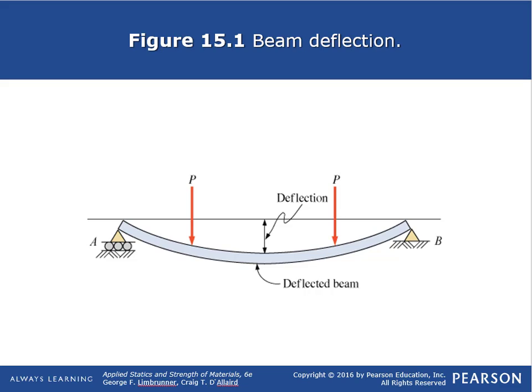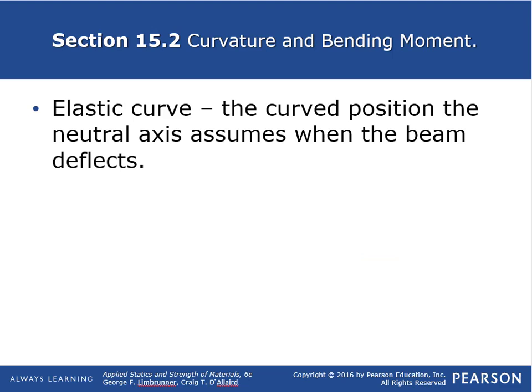So here's that figure 15.1 showing the beam deflection. You'll have this elastic curve deflection from the beam based on these two loads. That brings us to our first definition, elastic curve. That's the curve position the neutral axis assumes when the beam is being deflected.